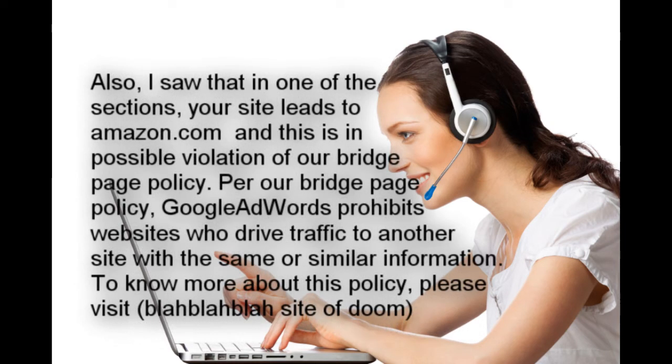Also, I saw that in one of the sections your site leads to Amazon.com, and this is in possible violation of our bridge page policy. Per our bridge page policy, Google AdWords prohibits websites who drive traffic to another website with the same or similar information. To know more about this policy, please visit adwords.google.com. Basically they offer a link to the policy page.